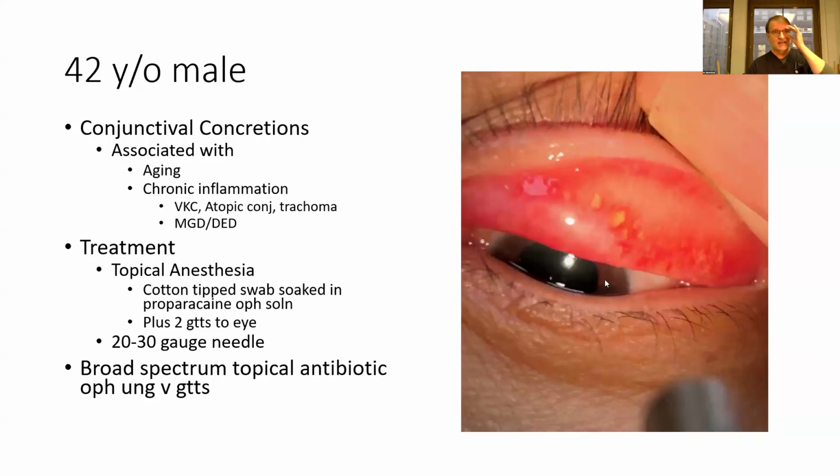So topical anesthetic, I gave him both eyes so I can control eye blinking. I everted his lid. I soaked a cotton tip swab with the same proparacaine and just held it here for a while to increase the anesthesia in this area, and took a 20 gauge needle. Some people use larger needles. I have 20 gauge readily available, and just scraped these off, flipped his lid back, and applied a broad spectrum topical antibiotic. I gave him an ointment for the contact time to take at night.